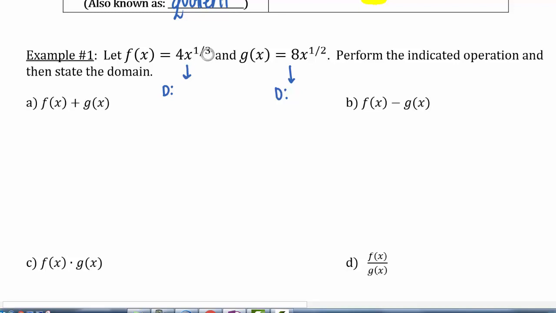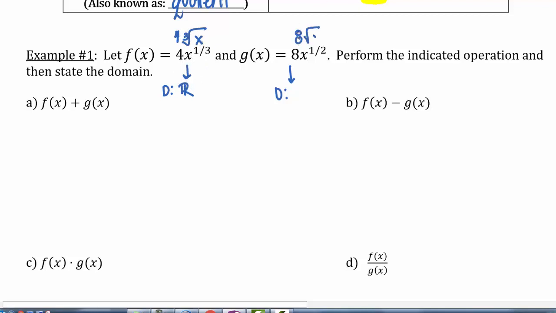Here I have an odd root. So you have to ask yourself, are you allowed to take the odd root of anything? And the answer is yes. This cube root, which is the same as 4 cube root x, is allowed to be anything. There's no restrictions on a cube root, so the domain is all real numbers.